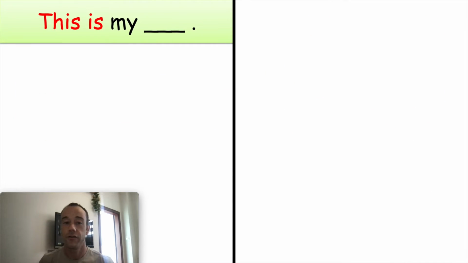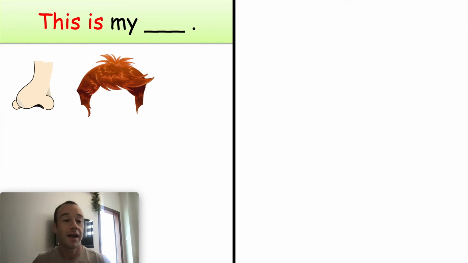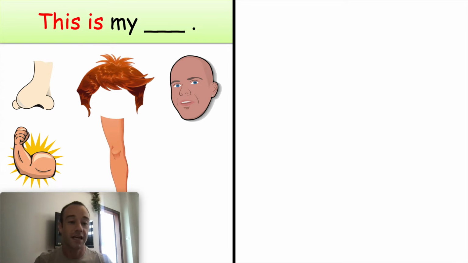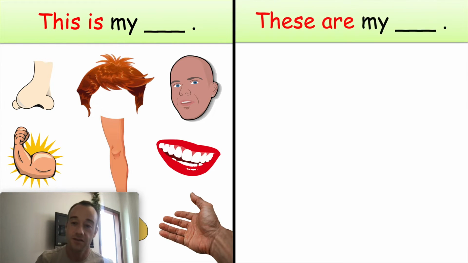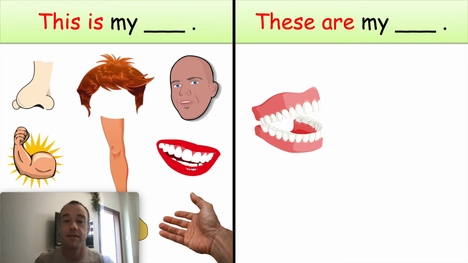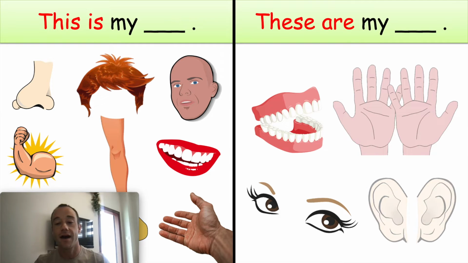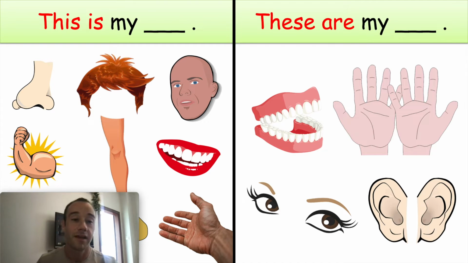All right, so sentences and questions. Here you can do it as drilling. So this is my nose. This is my hair. This is my head, whatever. So go through each one. You can make sure to say the full sentence for each one, okay? And then you do, these are my teeth. These are my hands. These are my eyes. These are my ears. Okay, so we're drilling, we're saying the sentences as many times as we can.